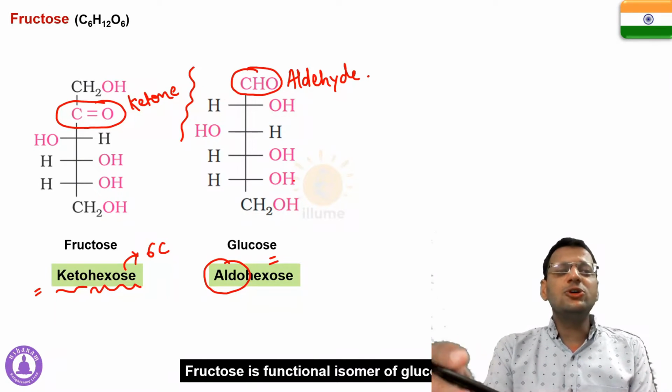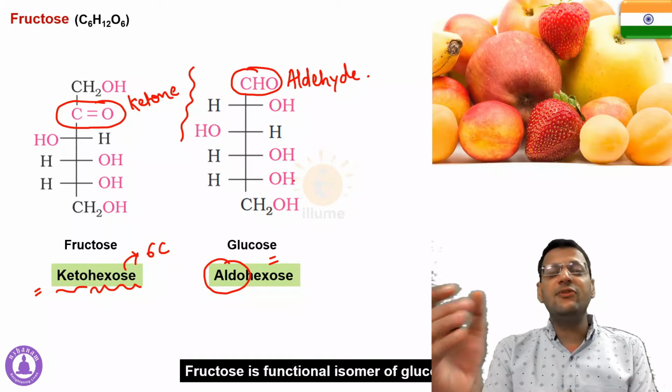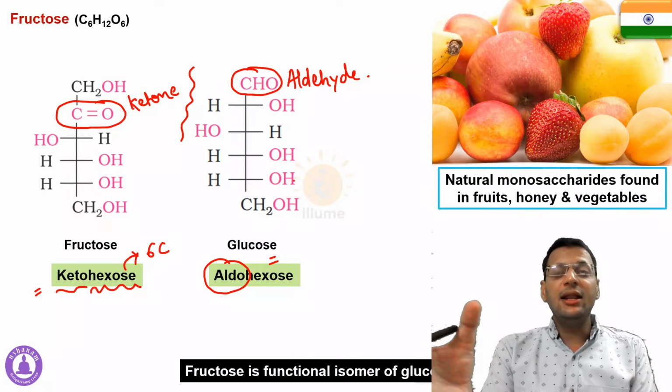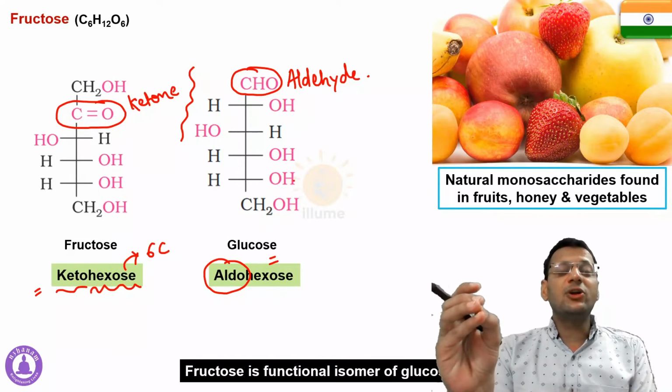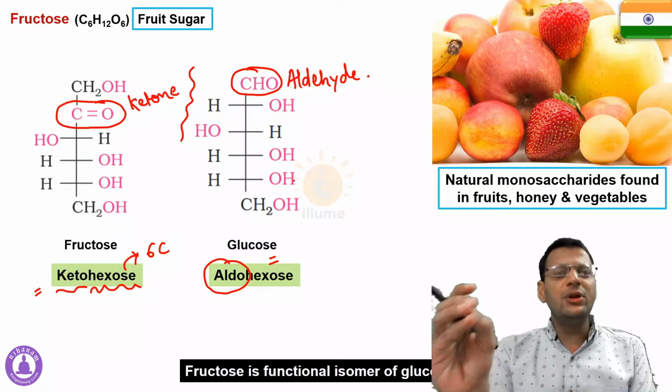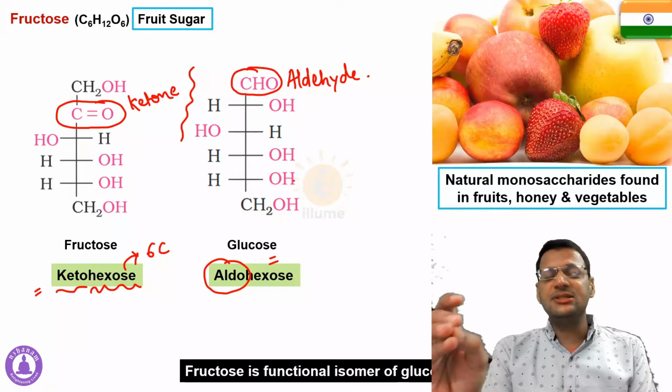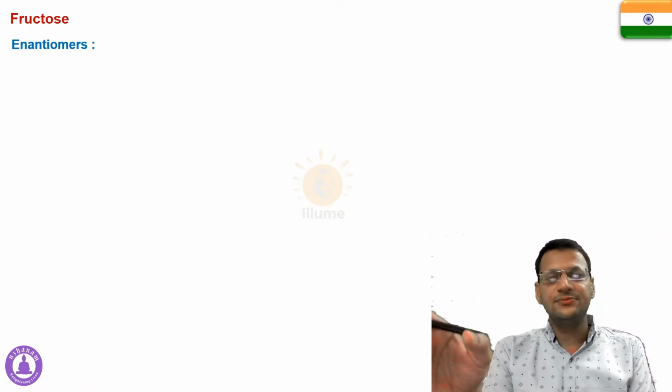What is the natural source of fructose? So fructose is found in vegetables, fruits and honey, and that's the reason that fructose is also called a fruit sugar. Remember this basic, fructose is the fruit sugar.